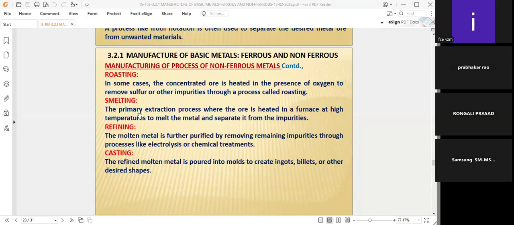Three processes are there. The primary extraction process is where the ore is heated in a furnace at high temperature to melt the metal and separate it from the impurities. Here it is in the presence of air, not in the presence of oxygen. That's what this melting is. That means not in atmospheric air, but in a furnace, what is called a furnace oil.